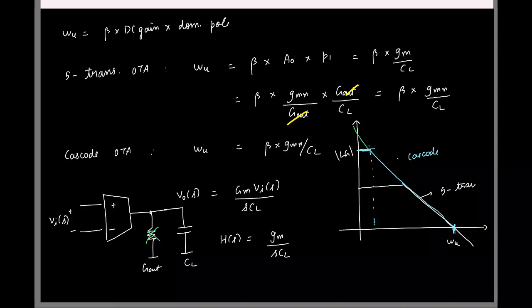And I mean, let's say beta is 1 for now. GM by CL is basically the omega u, right? I can also write it as basically omega u by S.